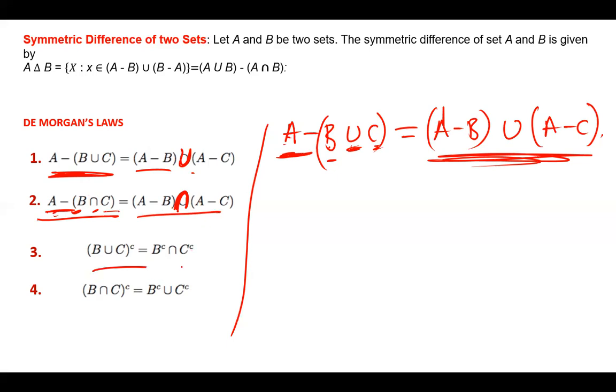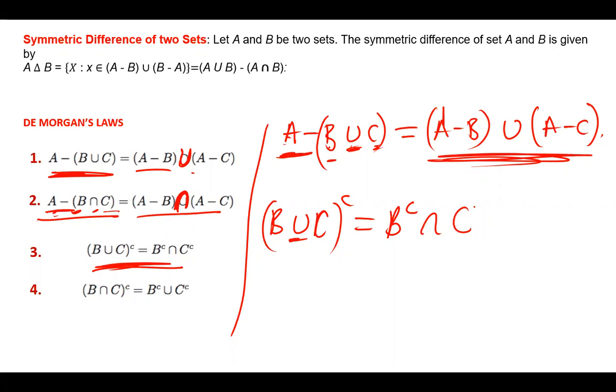Then the other most important part is this one. If you have B union C, then complement. Whenever you distribute this complement to everything in the brackets, you have to make sure that the sign in between changes. If it's union, it should become intersection. So if we distribute this complement, we write it on B. So the sign there will change to become intersection. Then you have C complement there. That's what that means.